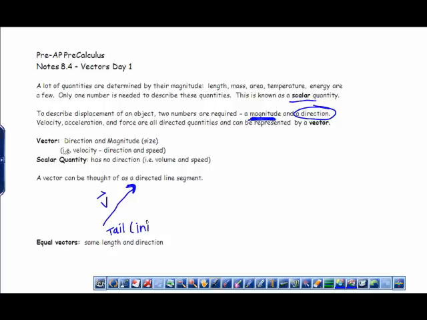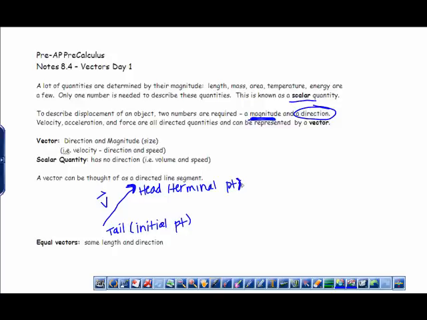A lot of times this is going to be the origin, but not always. So this is the initial point. It also has a head. The head and tail is just slang for initial point and terminal point. Terminal is just where it ends.